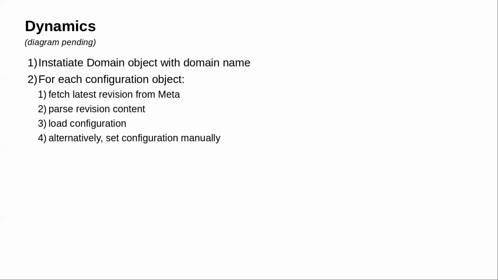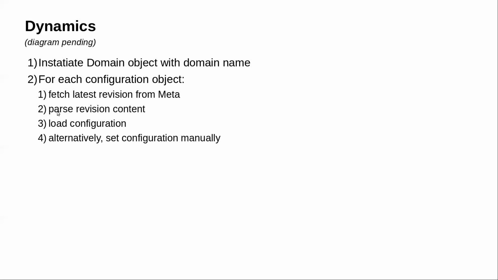Then inside this domain object, we have multiple configuration objects. We have a template configuration, a pattern configuration, and a test configuration. For each of these configuration objects, we didn't see this, but each has a method to fetch the configuration from our repository in Meta. So for the template configuration, the fetch method is run, and we get the configuration from Meta. The same for the pattern configuration.